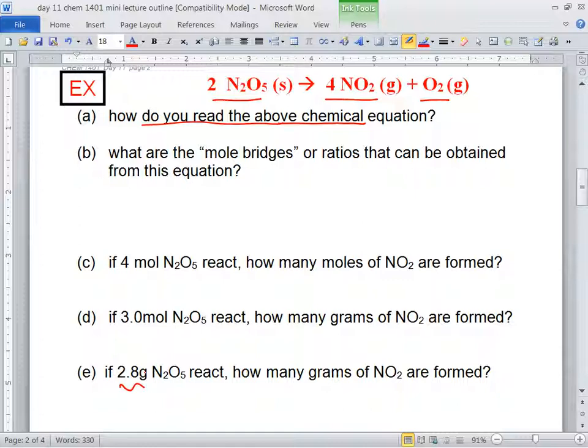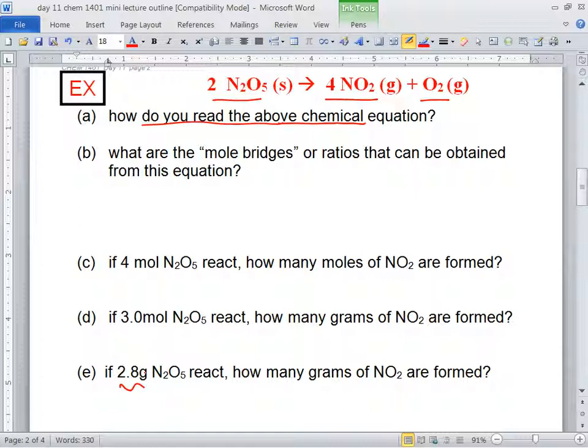So how would you read it? I think like Connor said would be the best way to read it: 2 moles of dinitrogen pentoxide react to produce 4 moles of nitrogen dioxide plus how many moles of oxygen? Just 1 mole of oxygen. Okay. So what are the mole bridges or ratios that can be obtained from this equation?